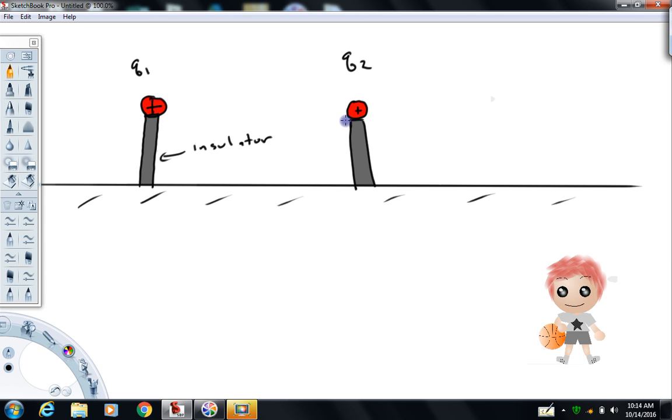Now, we know by Coulomb's law there's going to be a repulsive force between these, and for right now I'm just going to focus on the force on charge 2. That force is going to be to the right. And that force will have a magnitude of k Q1 Q2 over whatever the distance between them is squared. Now, I could draw a force vector on charge 1, but I'm not going to. I'm just going to focus here on what's happening to charge 2.